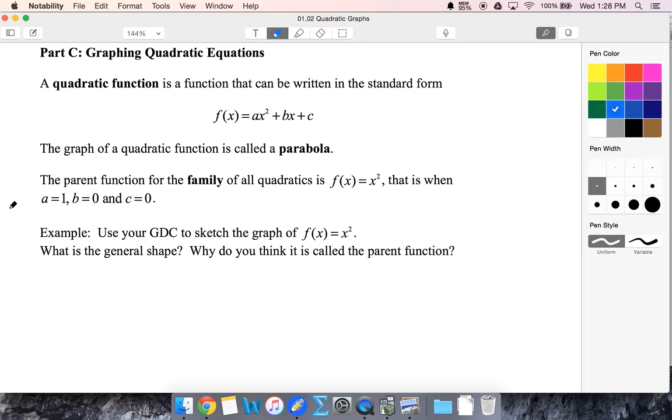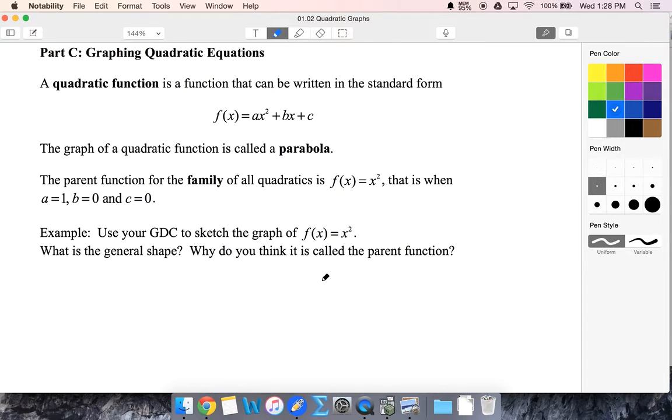So when we're thinking about the quadratic equation, of course we've got our standard form, ax squared plus bx plus c. The name of the graph is a parabola, and the parent function for the family of all quadratics, so any real numbers you could pick for a, b, and c, the parent, sort of where it all starts, is with x squared. So in that case, our a value is 1, b is 0, and c is 0. So parent talks about, well, I want you to think, why do we call it parent?